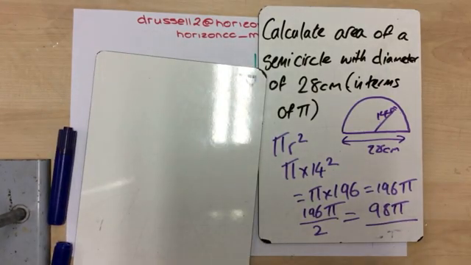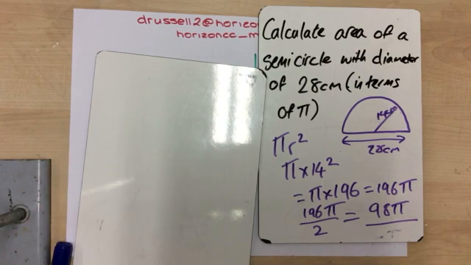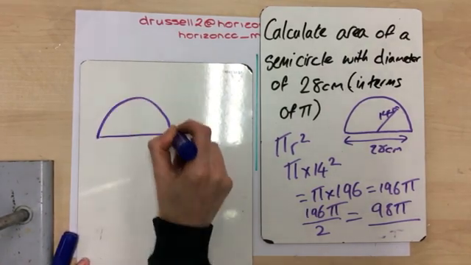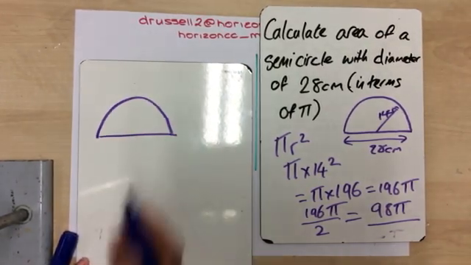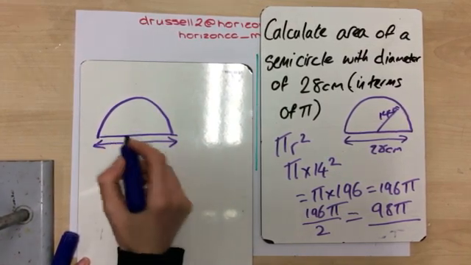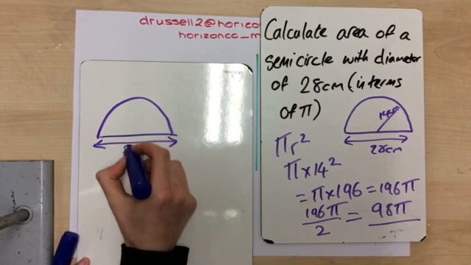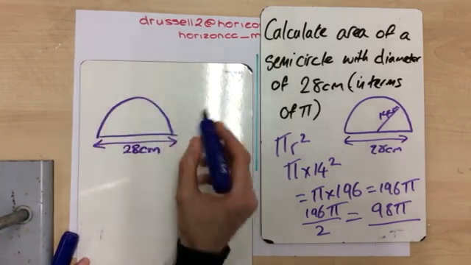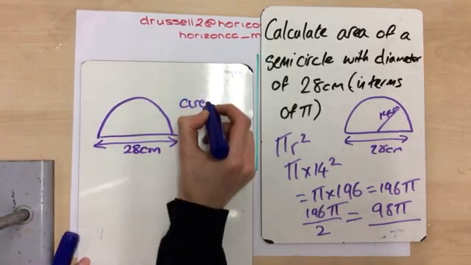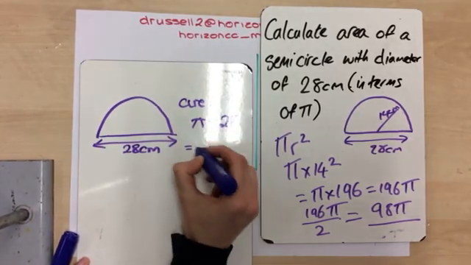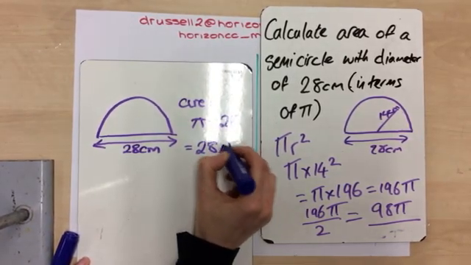I'm watching you. Right, just in case you get a question that says calculate the perimeter of a semicircle with diameter of 28. Perimeter is the distance around the outside of the circle, but instead of being called circumference, it's called perimeter because it's got a straight edge there. For the circumference, you normally do pi multiplied by 28, and in this case, it's going to be 28 pi, all right?